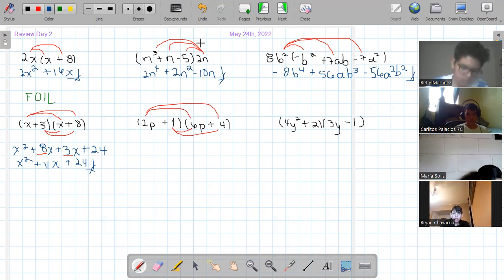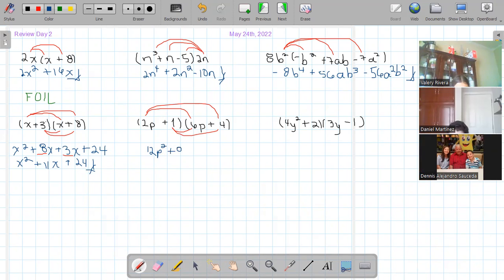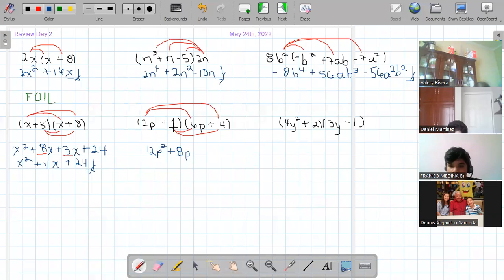How much is 2p times 6p? 12p to the second power. How much is 2p times 4? Plus 8p. Now we're going to multiply the second term. How much is 1 times 6p? Plus 6p. And how much is 1 times 4? Plus 4.